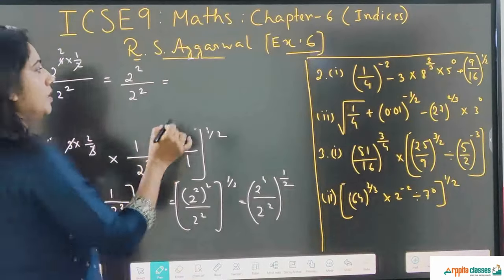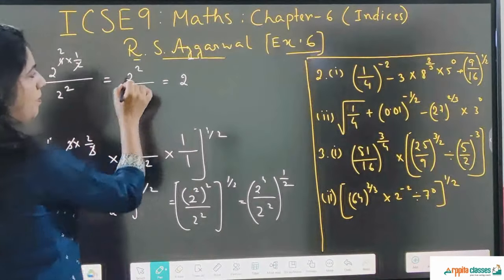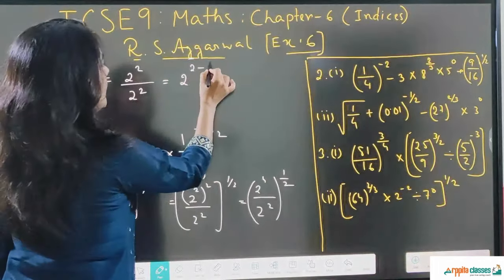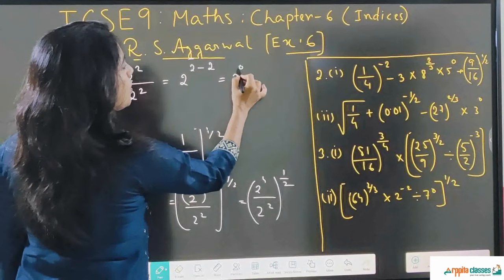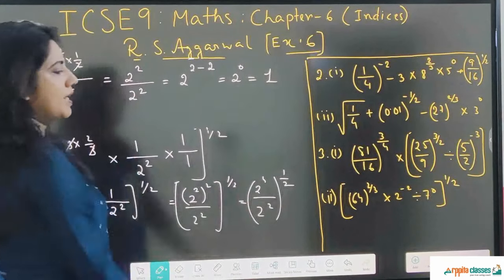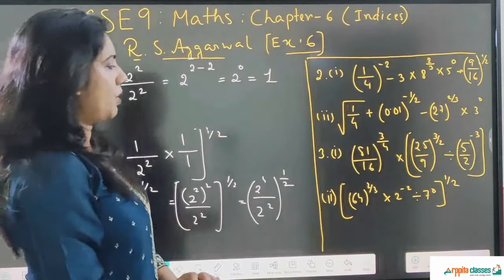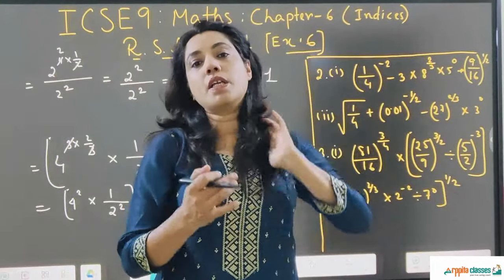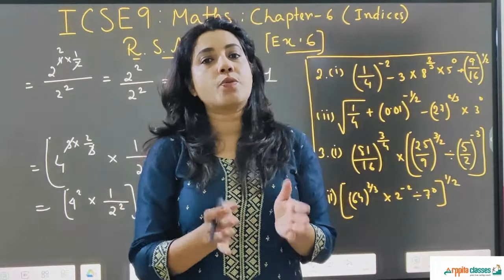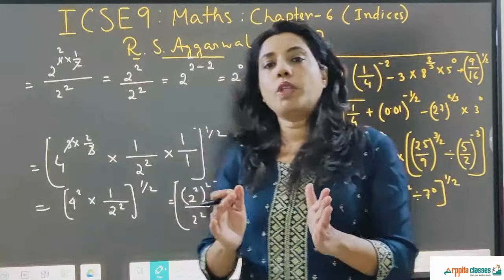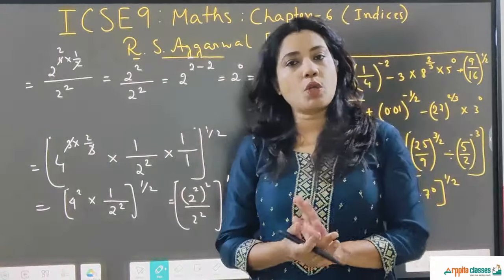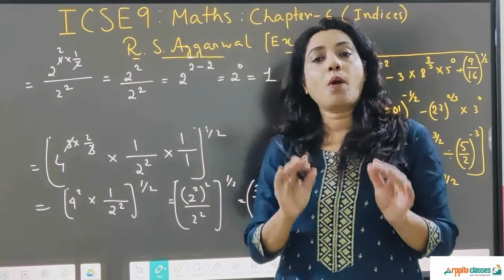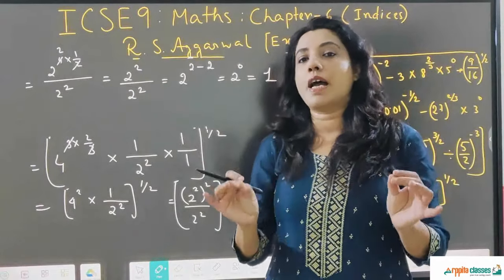Again apply the properties of indices. A to the power m divided by a to the power n is a to the power m minus n. So that comes 2 to the power 0, that comes 1. So 1 is the answer for the second sub question of the third one. So you understand that in every step I am using the properties of indices, which is very much important. You can do the sum skipping some steps also, but I have shown you all the steps so that you can use the properties of indices as much as possible.